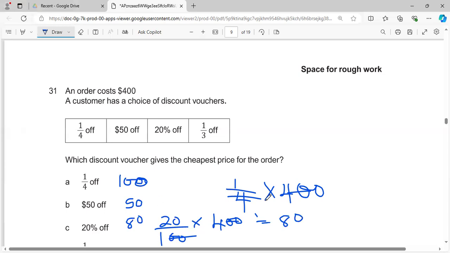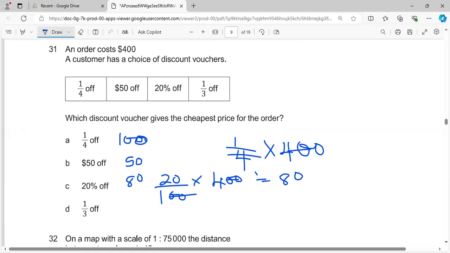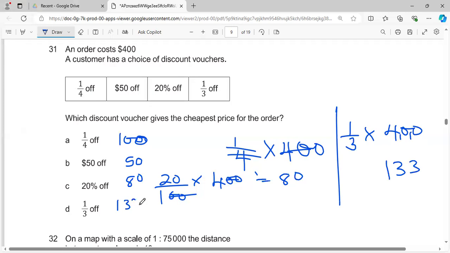So you can see that so far a quarter off gives you the highest discount. But guess what? 1/3 off would be the answer, because 1/3 is actually 33%. But let us work it out. So when this is 1/3, you're going to divide 400 by 3. Of course, you're going to get a decimal, but the number will still be greater. So 3 into 4 goes 1 time, remainder 1. 3 into that goes 3 times. You see that? Remainder 1. So this is 133 already. So 1/3 off is 133.33. So that would be our answer.